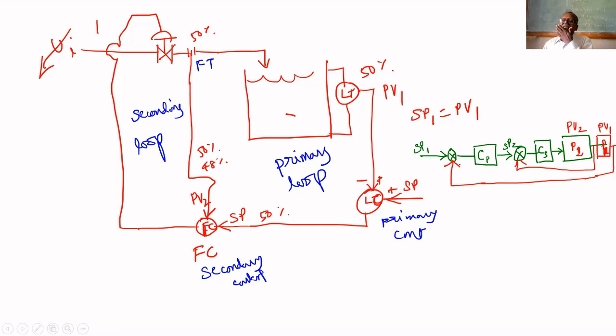So what is the requirement here? If we separate the process into 2 parts, we should be able to measure the output of the secondary process, and the input to the primary process. Then only we can implement it. There must be a provision to measure the secondary variable. Then only we can implement.